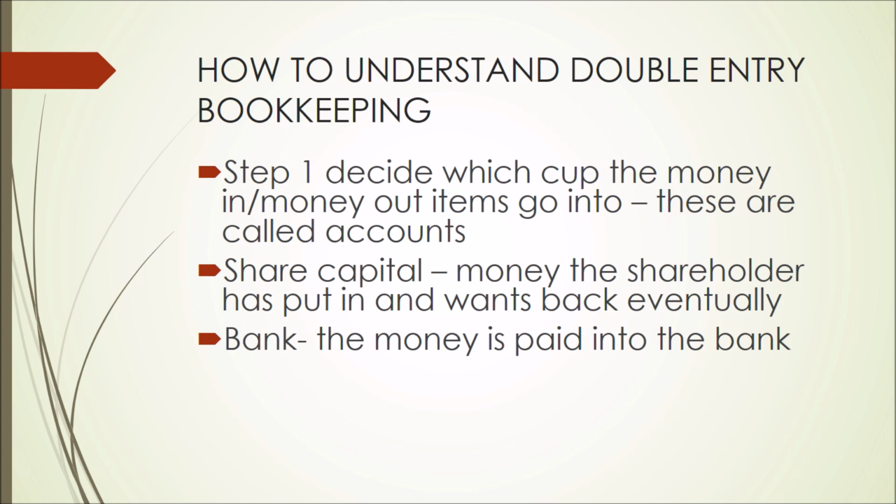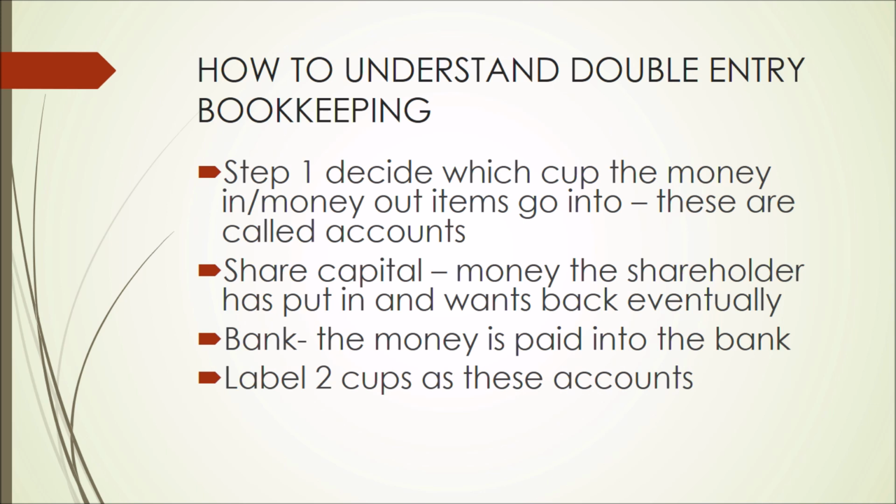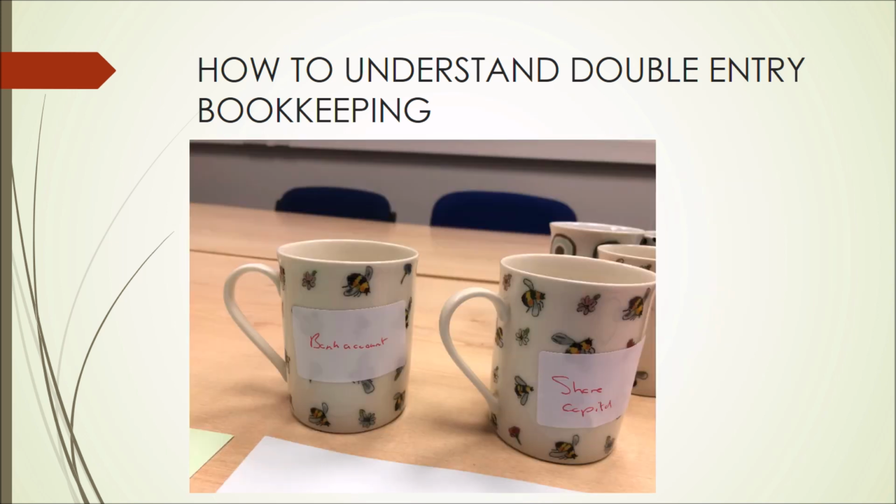But you have this idea. You get the one that you feel most comfortable with, and then it usually throws out the one that you're a little bit unsure about. So we're going to label 2 cups as these accounts. So one's going to be the share capital account, and one's going to be the bank account. There you go. There's my little labels sitting on them. You don't necessarily need to put labels on there, but just make sure that you got those things there.